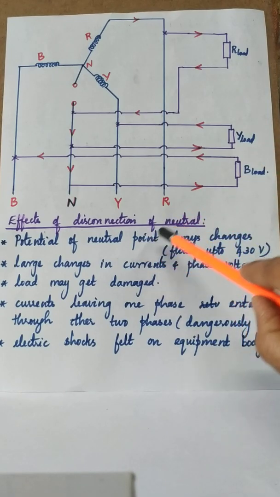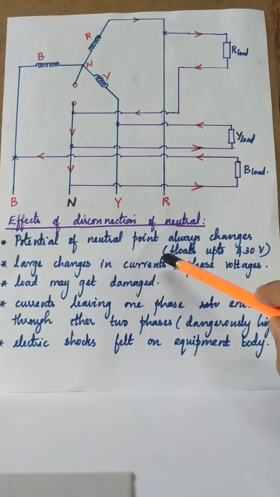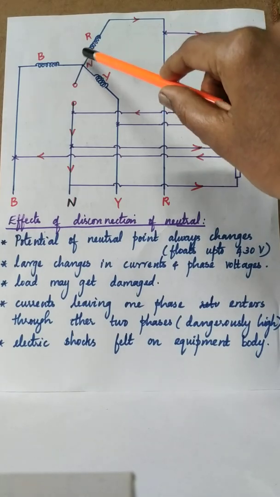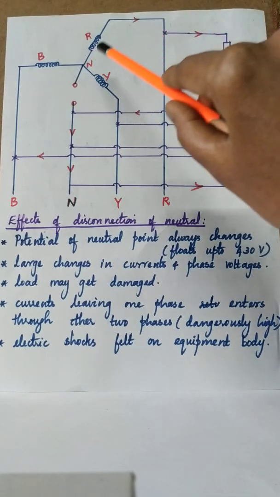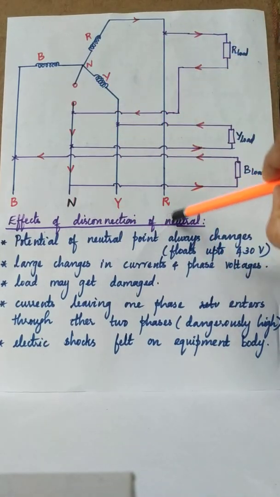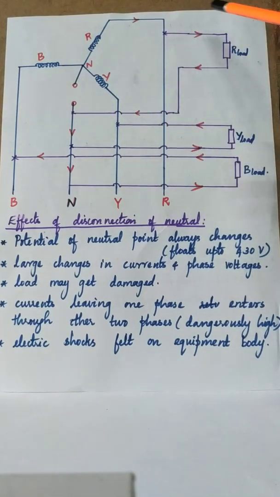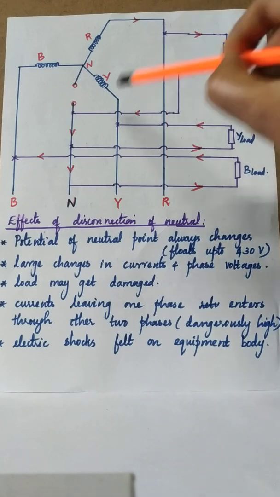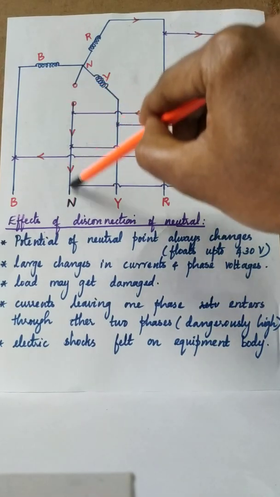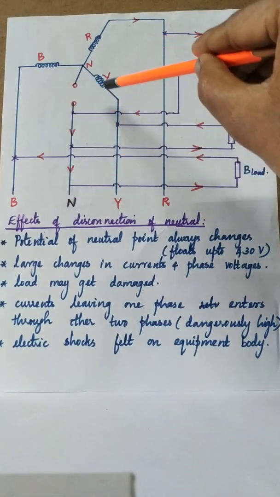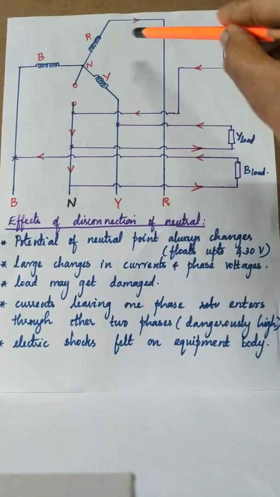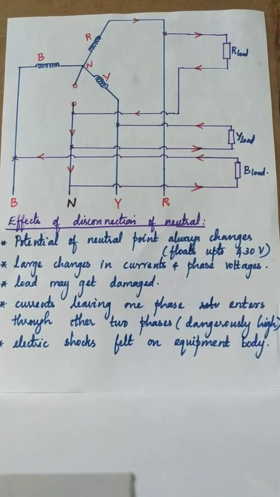What are the side effects of neutral disconnection? The potential of the neutral point always changes, and sometimes it may go up to 430 volt. If the neutral is not connected to the ground, the system will experience large changes in currents as well as the phase voltage. Sometimes the load may also get damaged because of overcurrent.